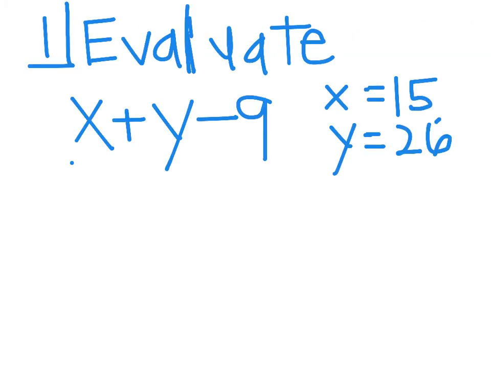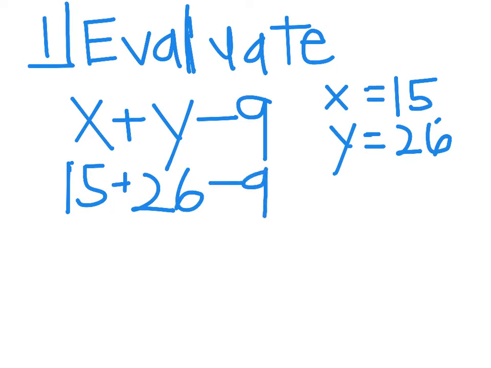Alright, so example number 1 says evaluate x plus y minus 9. And we see that x is 15 and y is 26. So what we're going to do is what we call a substitution. So we're going to substitute, instead of x, I'm going to write 15. I still bring down my plus sign, and then y is now 26, and then still minus 9. So I'm going to evaluate this expression, which means to find the value.